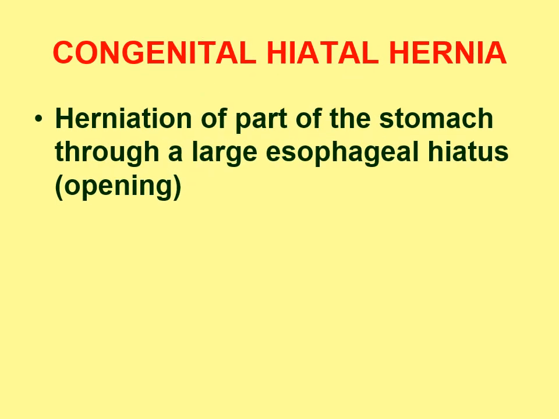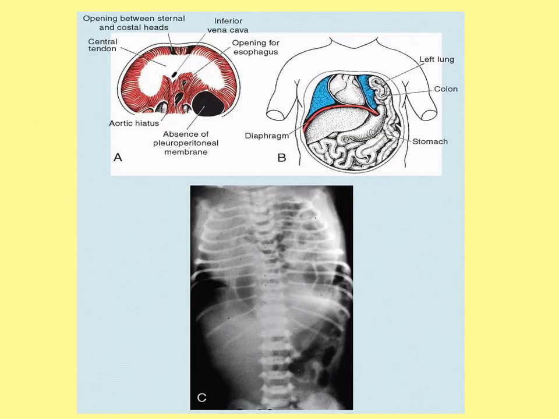The next one is the congenital hiatal hernia. That is the herniation of the abdominal viscera or part of the stomach through a large esophageal hiatus. So if that esophageal opening in the diaphragm is large enough, it can push the stomach into the thoracic cavity, and also if there is a shortening of the esophagus, the stomach can move up. This is known as congenital hiatal hernia.